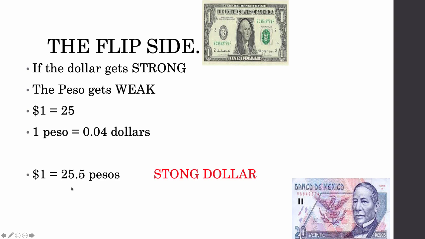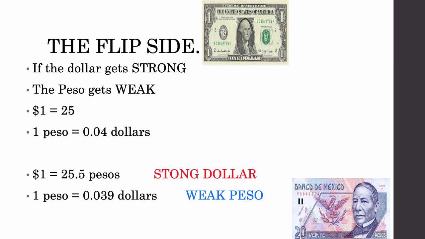If the peso is getting weaker because the dollar's getting stronger, then we should be able to buy fewer dollars with our peso. And indeed, that's what happens. We have a weaker peso. The peso can now only buy $0.039. It's not a lot less, but it's less than it was the day before. As the dollar gets stronger, the peso necessarily gets weaker.